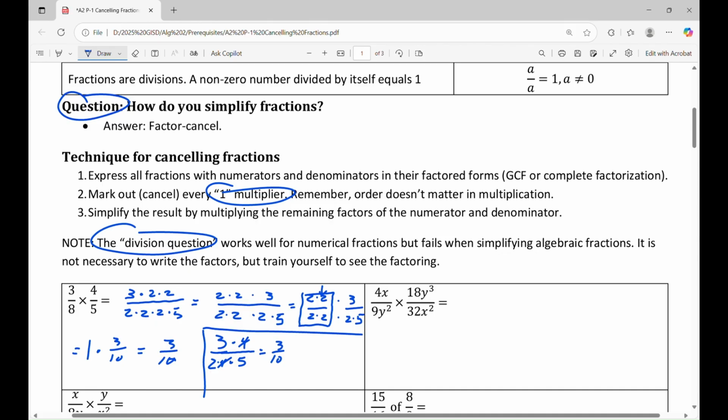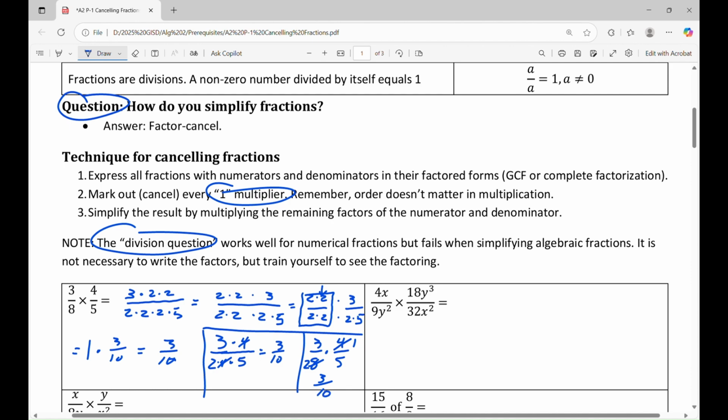Now here's the most common way that you see it done in elementary junior high. You ask this question, what goes into the top and the bottom? And I see that a 4 can go into the 4 on top and the 8 on bottom. So I say 4 goes into 4 once, 4 goes into 8 twice, and then top times top, bottom times bottom. 3 times 1 is 3. 2 times 5 is 10.